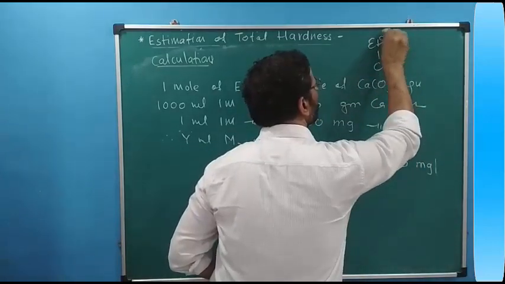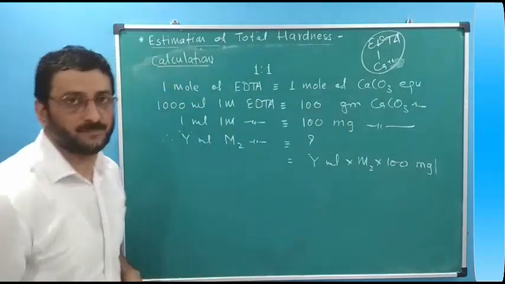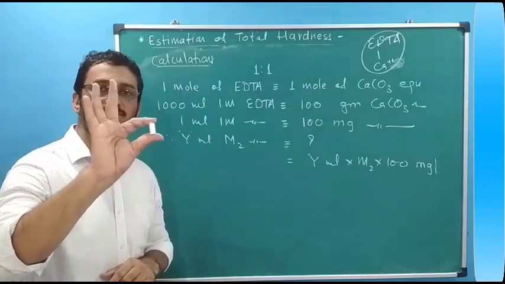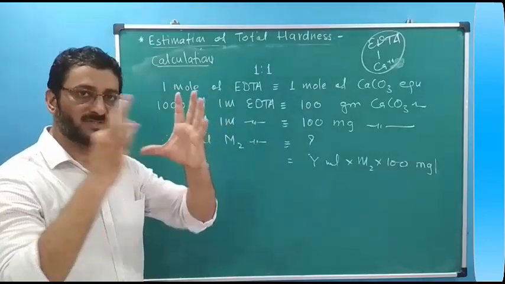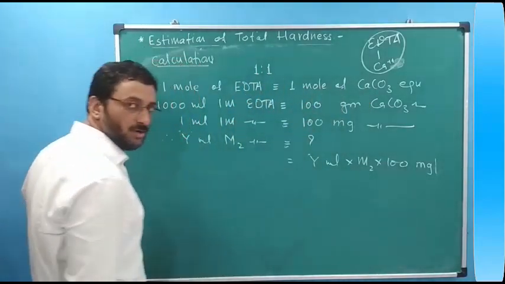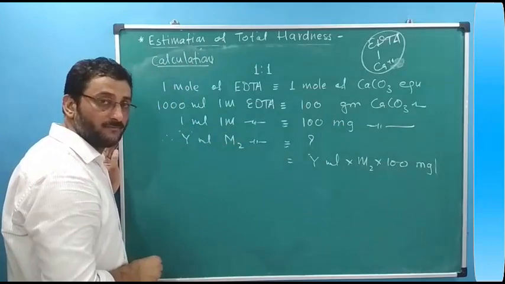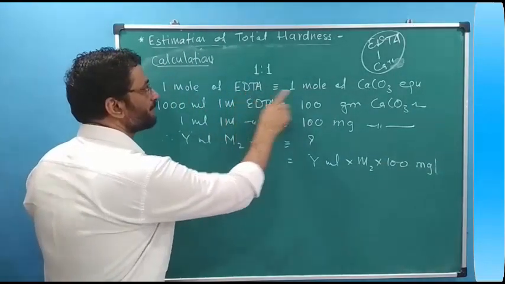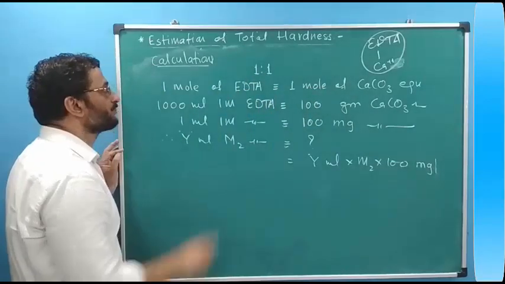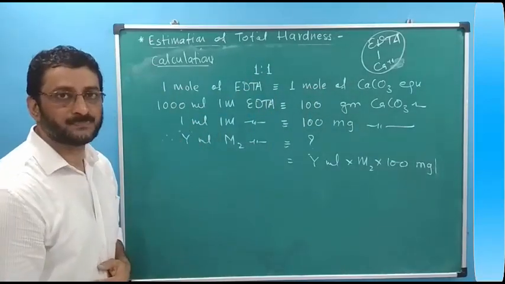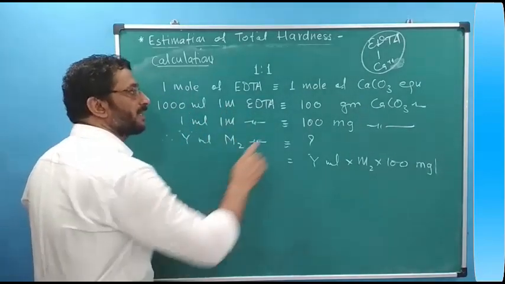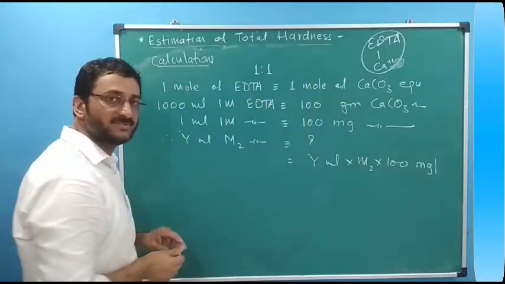One EDTA at a time forms one complex with one hardness causing ion, calcium or metal ions. It is a 1:1 reaction. One EDTA, a hexadentate ligand, forms one complex with one soluble ion. So it is a 1:1 reaction of EDTA and the hardness causing salt, taken in the form of CaCO3 equivalent. We know that 1 mole of EDTA corresponds to 1 mole of CaCO3, because it is a 1:1 reaction. 1 mole of EDTA means 1 liter of 1 molar EDTA, which corresponds to 1 molar CaCO3.